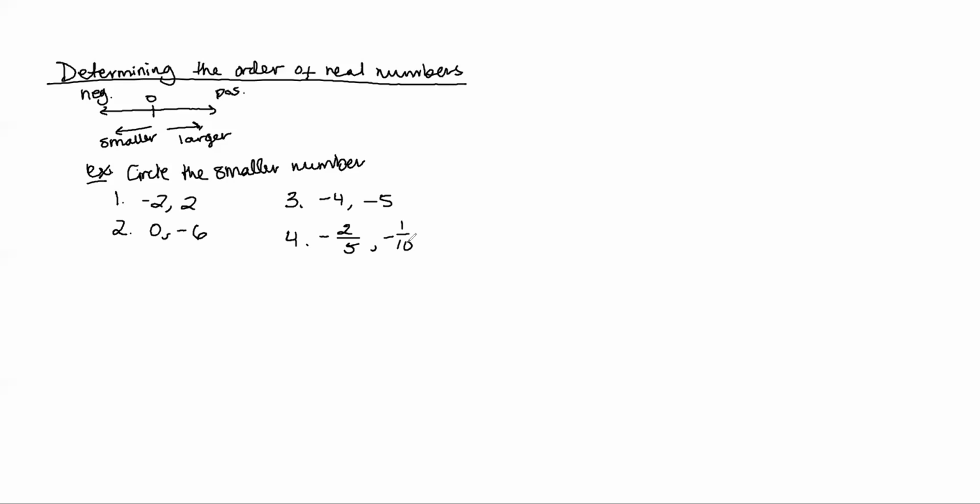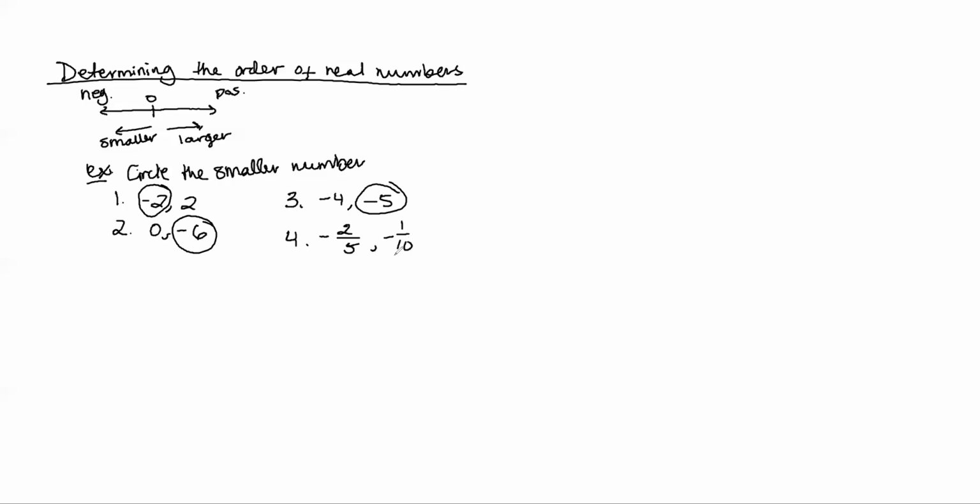And so number 1, because we have a positive number, that one has to be larger, so we'll circle the -2. In number 2, any negative number is smaller than 0, so circle -6. In number 3, the more negative a number is, the smaller it is. So -5 is smaller than -4.